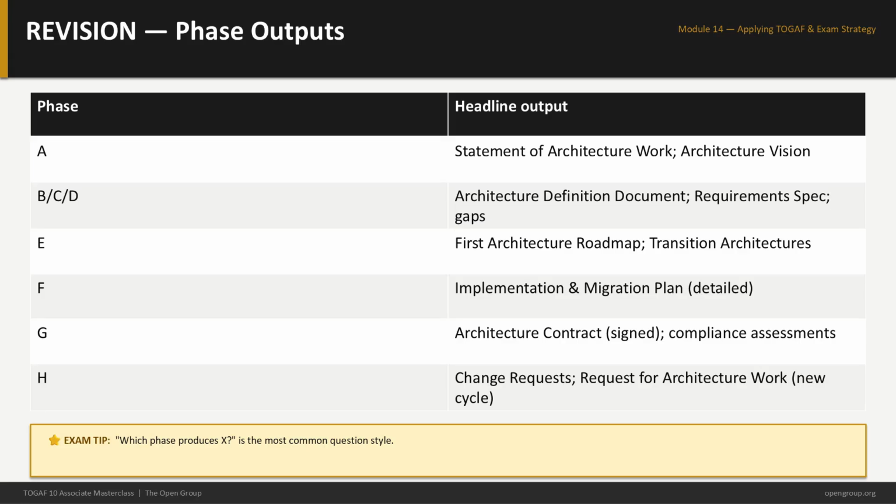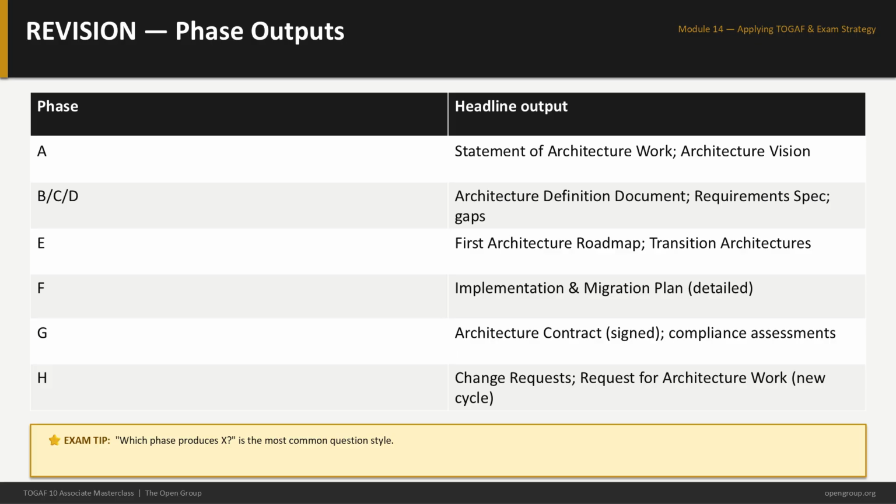Next, revise the phase outputs, because which phase produces this is the most common question style on the entire exam. Phase A produces the statement of architecture work and the architecture vision. Phases B, C, and D produce the architecture definition document, the requirements specification, and the gaps. Phase E produces the first architecture roadmap and the transition architectures.